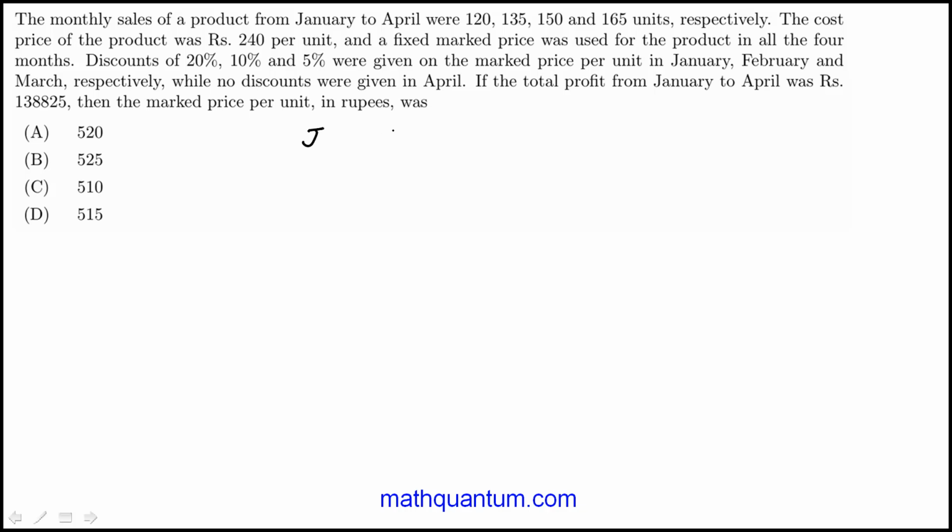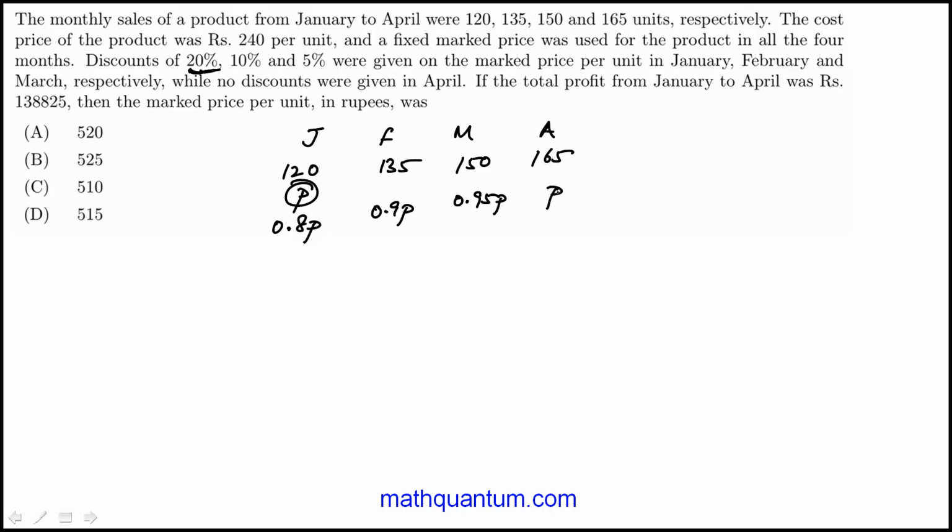So we're given these 4 months, January, February, March, and April. We're also given the number of units sold. So here I'm going to call the marked price to be P. And then since we have these discounts, the actual selling price would be 0.8p because they're 20% discount. Here would be 0.9p and then 0.95p and then p here since there's no discount here.